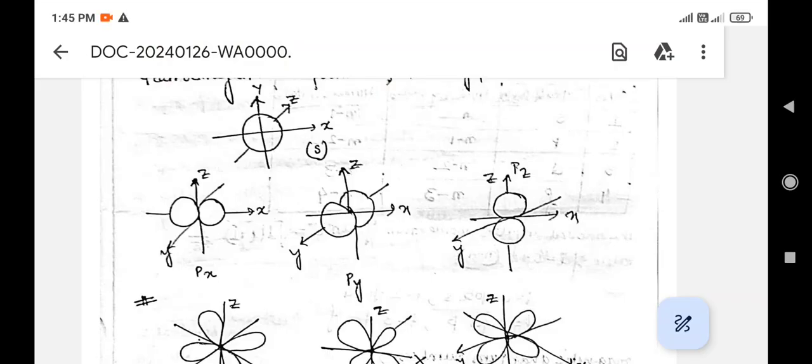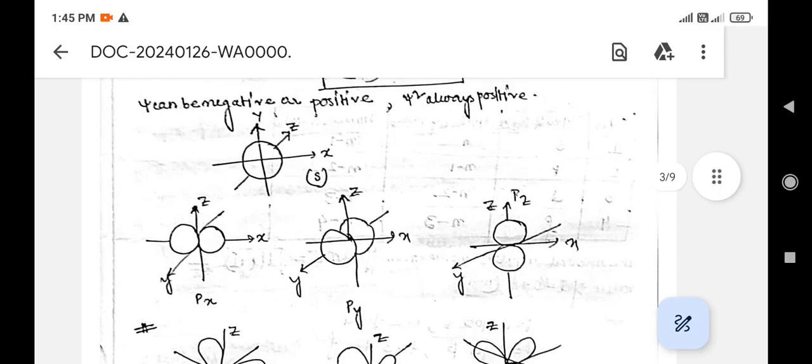Okay. Now consider the orbitals. First one, the s orbital. The s orbital is spherical. There is one circle. That should be the s orbital. There should be no directional nature present in an s orbital.